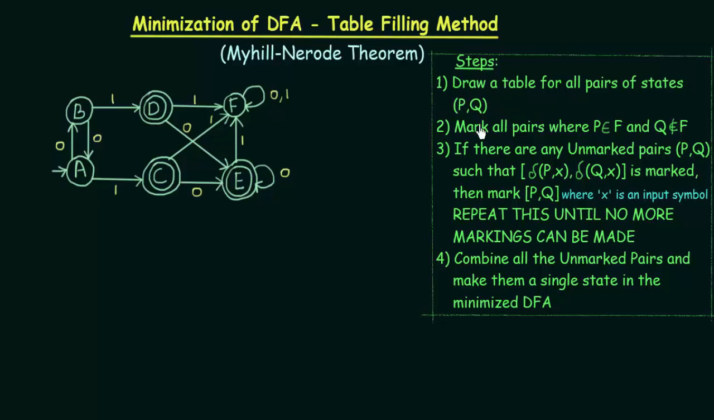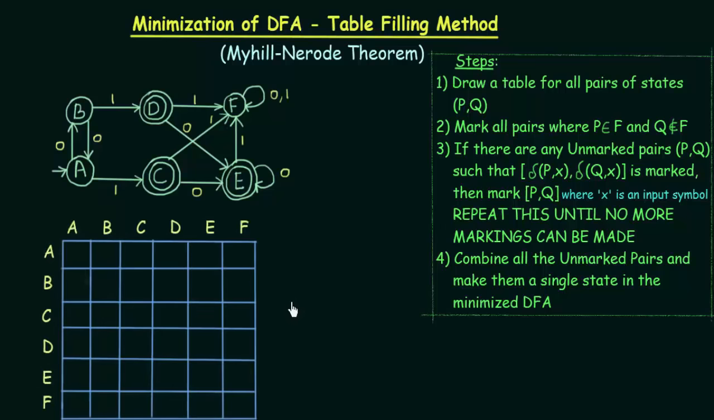So let me make a table here and make the pairs of all the states which I can have in this DFA. Here I have drawn the table for this DFA. Here I have A, B, C, D, E, F because I have states A, B, C, D, E, F, and here also I have A, B, C, D, E, F. Why have I given the rows and columns as A, B, C, D, E, F? That is because I want to make pairs of states. So now we have pairs of each state in this DFA.